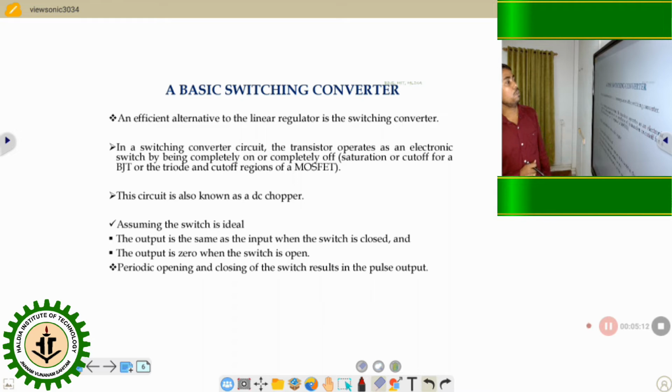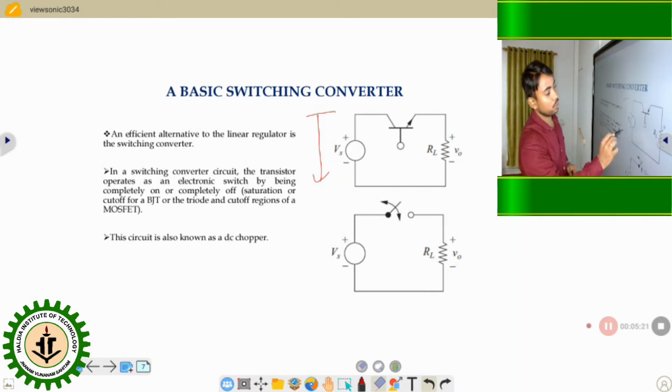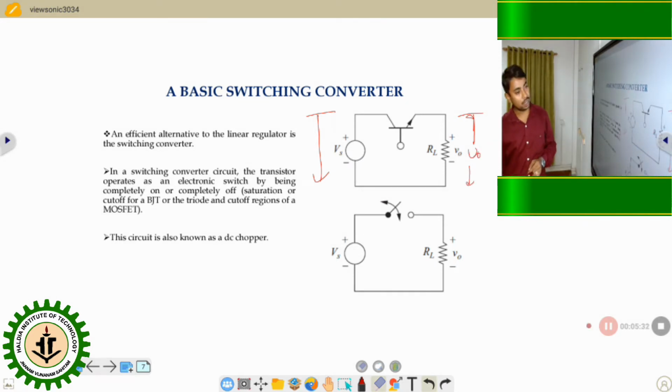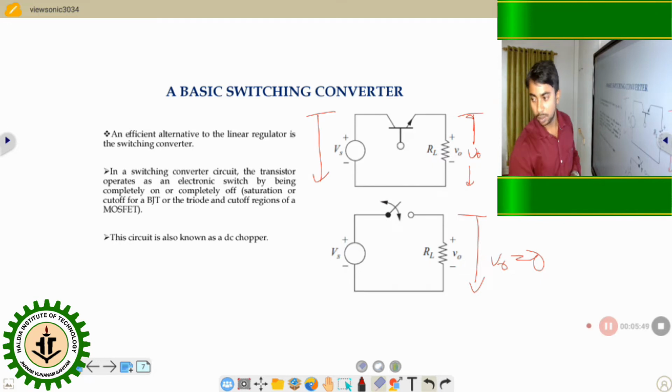Now, the basic switch converter. Look here. What is there in the basic switch converter? Simply, the supply voltage Vs is provided, there is one switch, and the load is connected. We can get the output voltage V0 across this load. When the switch is on, what happens? The output voltage will be the same as the supply voltage. When the switch is off, the output voltage V0 will be 0. By switching on and off, we can get the output voltage.